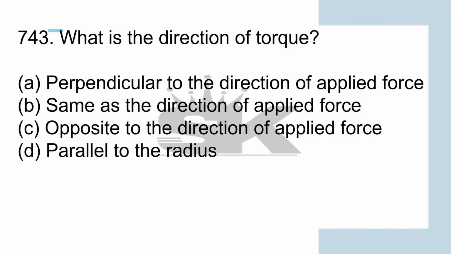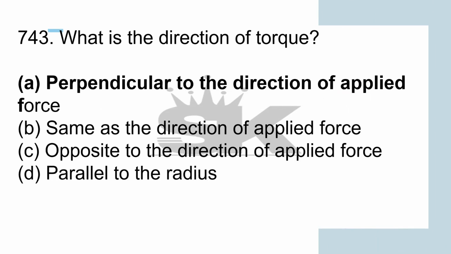What is the direction of torque? That is perpendicular to the direction of applied force. That is option A. Okay. Right hand rule: torque is inherently a vector quantity. Part of the torque calculation is the determination of direction. Okay. The direction is perpendicular to both the radius from the axis and to the force. Okay. It is conventional to choose it in the right hand rule direction along the axis of rotation. Okay.